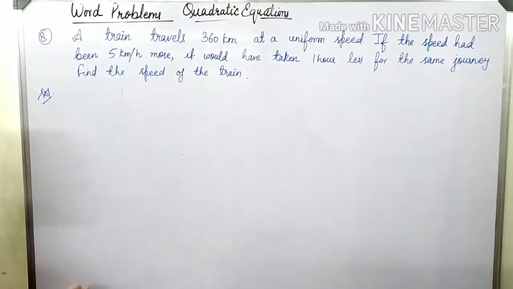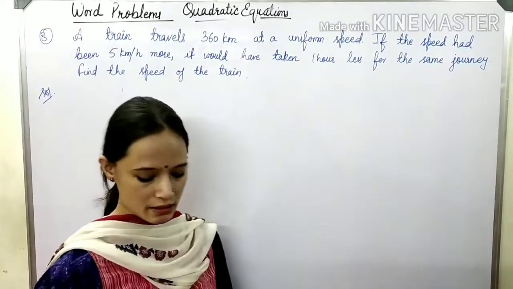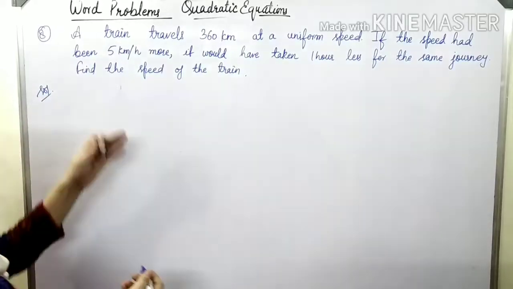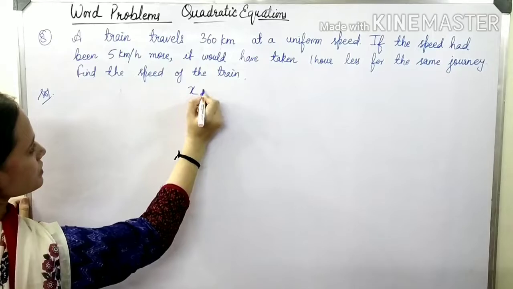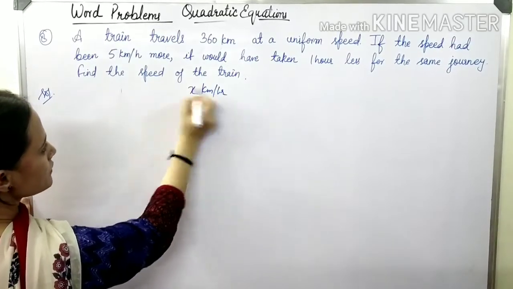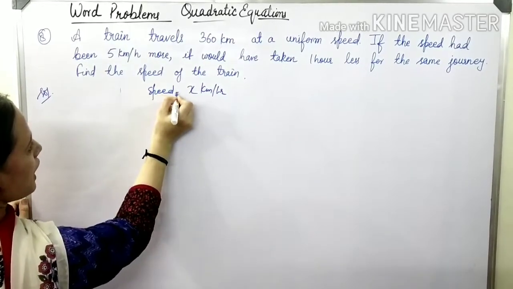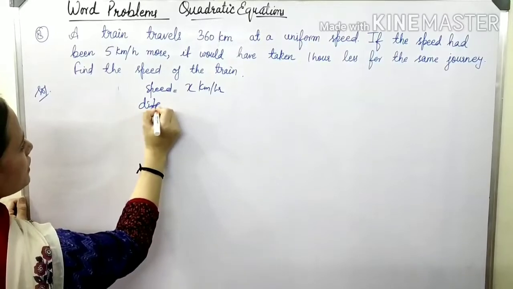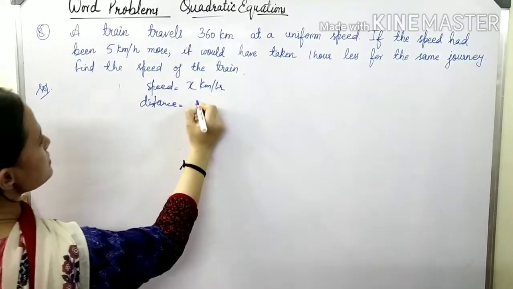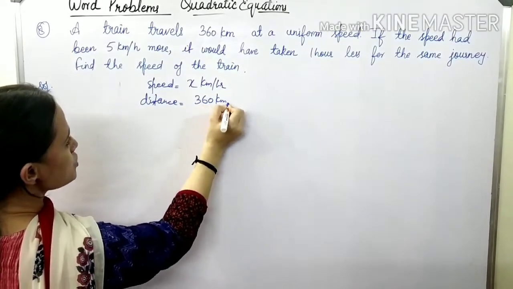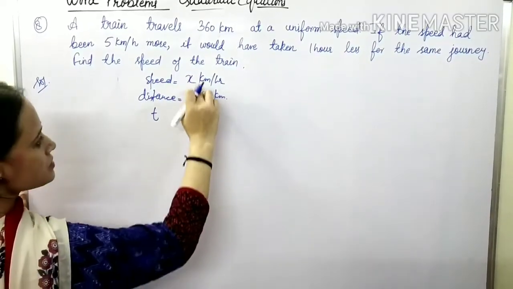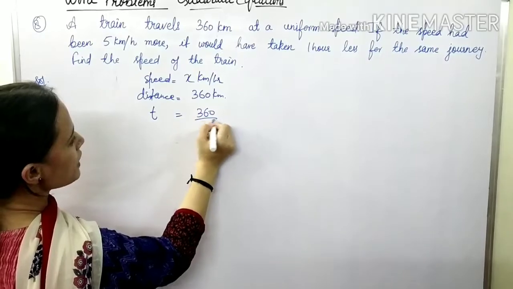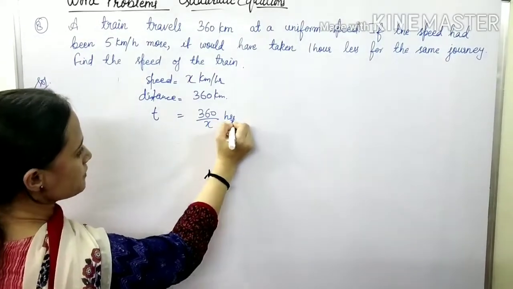So find the speed of the train. Now this kind of question we have already done in linear equations in two variables also. We are going to follow the same approach. Let the speed of the train be x km per hour. This is the speed and the distance it covered is 360 km. So the time taken in this case will be distance upon speed, that is 360 upon x hours.